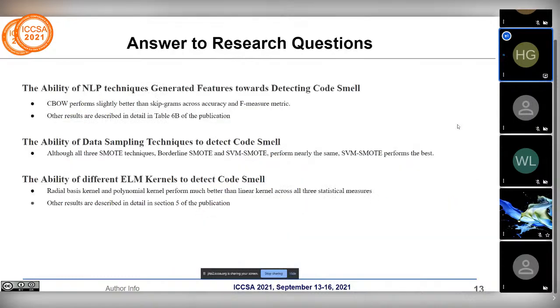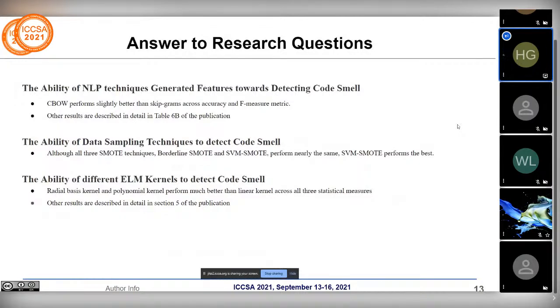Now, answers to the research questions. These are the research questions as earlier discussed. Continuous bag of words performs slightly better than skip grams across accuracy and F measure. The F measure metric has not been shown in the slides, but you can again refer to the paper. They are described in table 6b of the publication. The ability of data sampling techniques to detect code smell: although all three, as shown in the figure, perform almost the same, SVM performs the best. The numerical figures will be given in the publication.